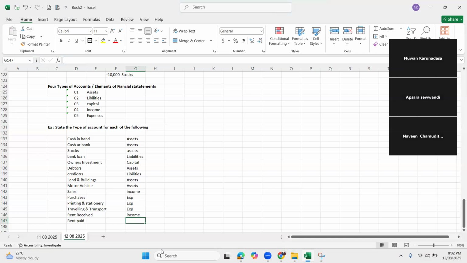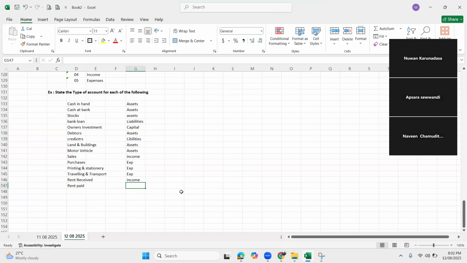Expense. When you pay the rent, just think, Apsara, you are in your house, you are on rent. That is not your house, you are in rent, right? If you are on rent, that rent paid will be what for you? Expense. To the owner, that becomes what? Income.